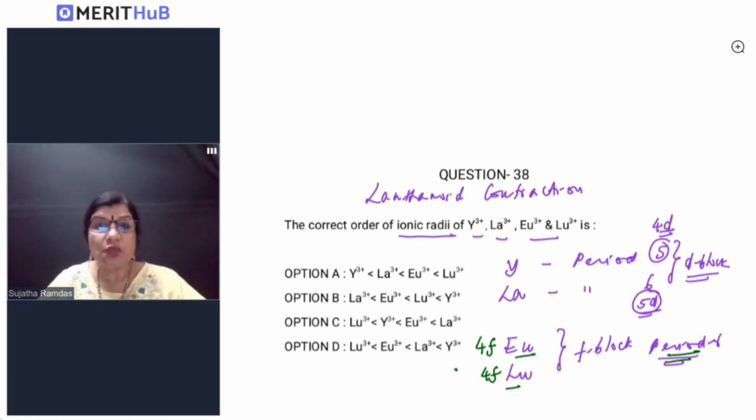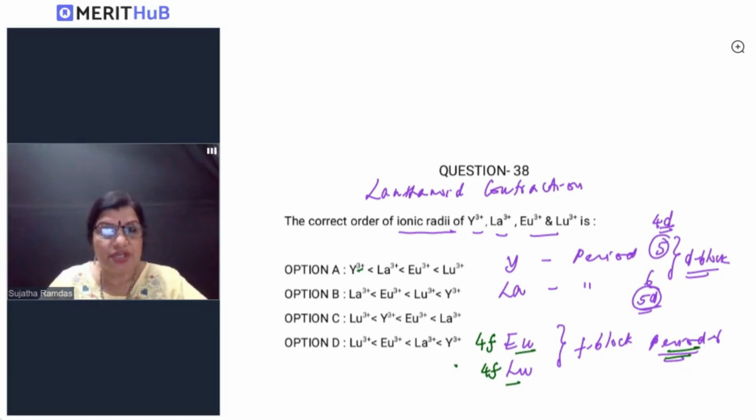Now let's look at the configuration. Look at the oxidation states. All of them are +3. So +3 implies that all of them bear the configuration of the nearest noble gas. But that doesn't come into the picture here because the main focus lies on the way the radii change and the way they are positioned in the periodic table.